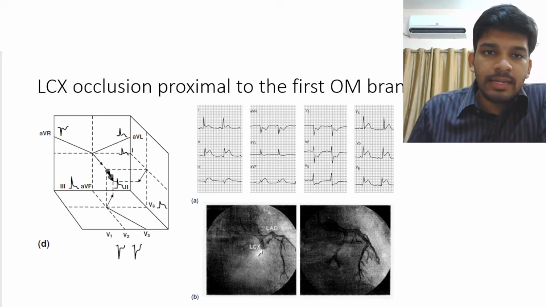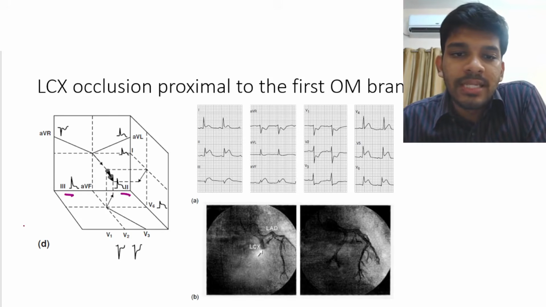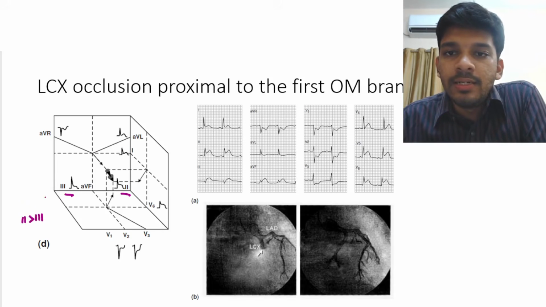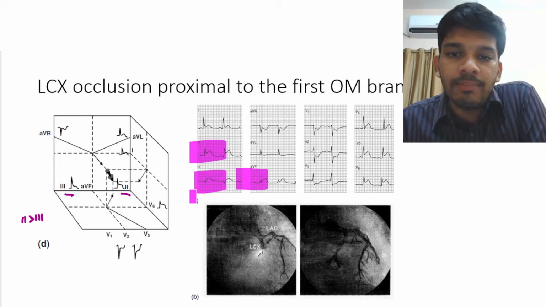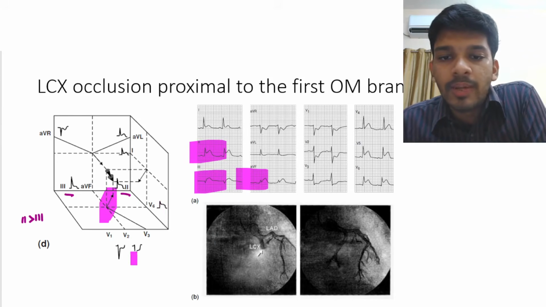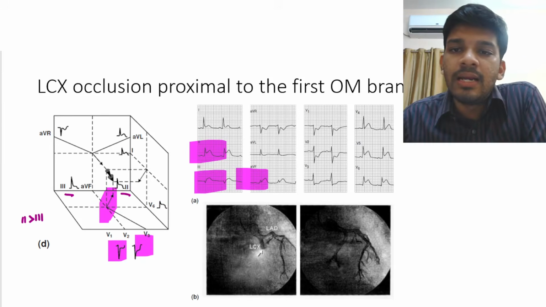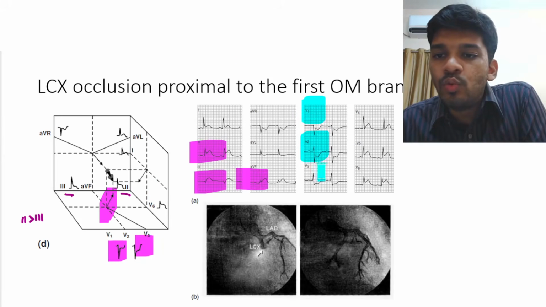So if you look at it again, LCX occlusion, it's an inferior wall MI, so leads 2 more than 3. Here the ST elevations in lead 2 will be more than lead 3. So you get ST elevations in leads 2, 3 and AVF with 2 more than 3 pattern, and you get ST depressions. Again, injury vector is posterior and left in the horizontal plane. So ST depressions are seen in V1, V2, V3, again related to your involvement of the posterior ventricular wall. So V1, V2, V3 are going to have ST depressions.